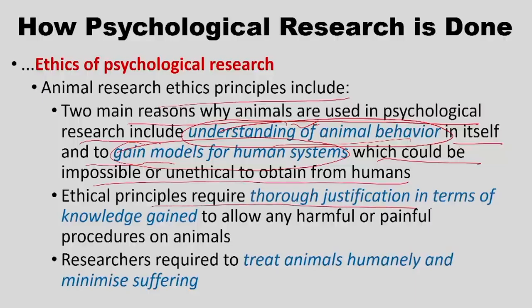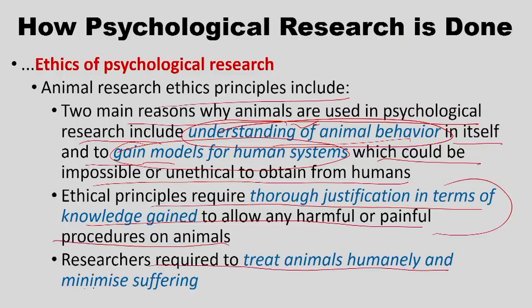Ethical principles require thorough justification in terms of knowledge gain to allow harmful and painful procedures in animals. And so, whenever a procedure is done on an animal, say a rat is given a cancer-developing medicine, the rat is first made to develop cancer, and then the treatment drug is given to it to lessen the cancer. Now, when a rat is given cancer and the medicine doesn't work, it is killed, and then certain regions of the brain are studied, how the brain responds, to understand the cell physiology of it.